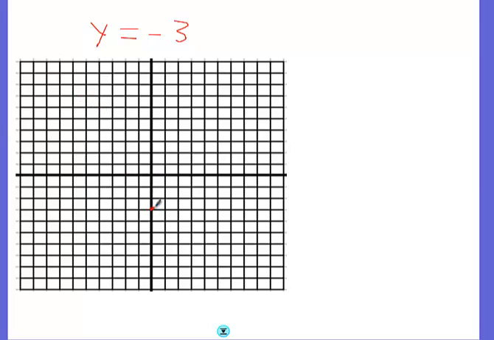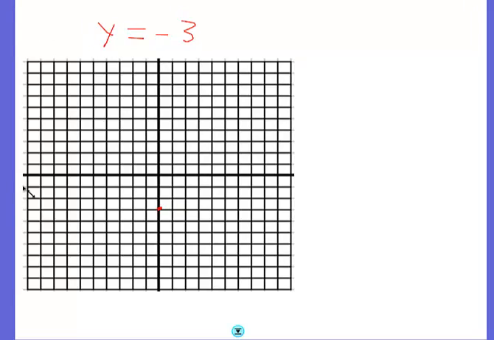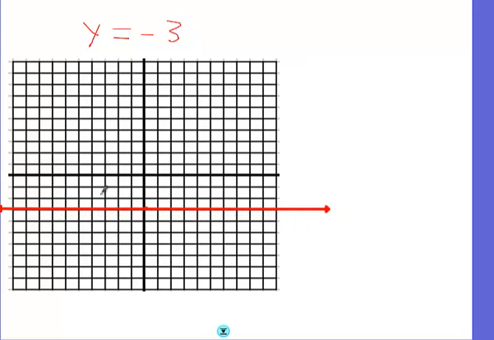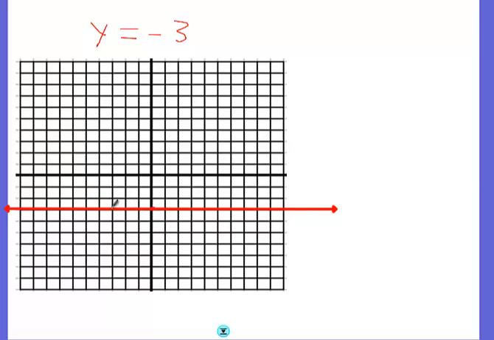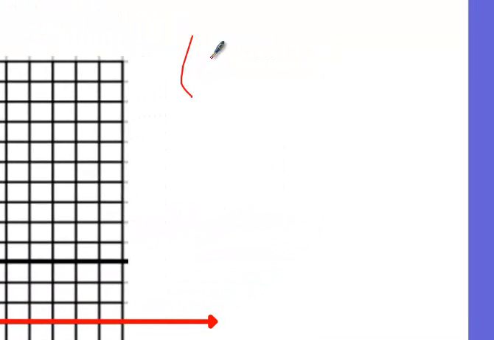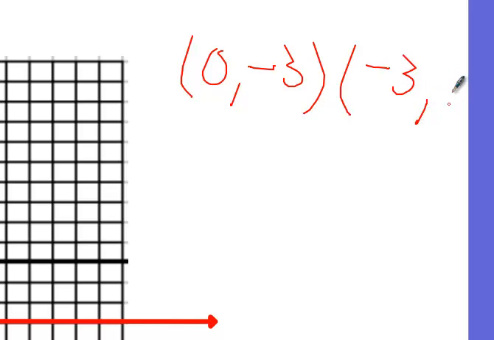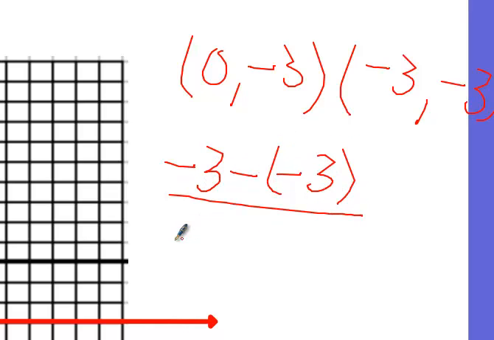Let's go down to negative 3. Since we already know that this is going to be a horizontal line, I'm just going to draw one at y is negative 3. All right, and let's look at this point, and then let's say this point right here. So the first coordinate is 0, negative 3. And the next point is negative 3, negative 3. All right, again, it's the change in y over the change in x.